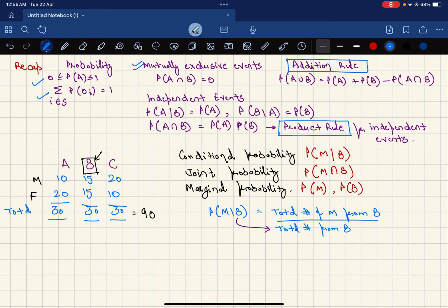Then we look at what are mutually exclusive events. So these are the events which cannot happen together, and therefore the probability of occurrence of both of these events together is always equal to 0.